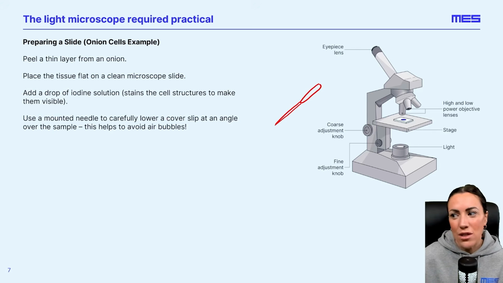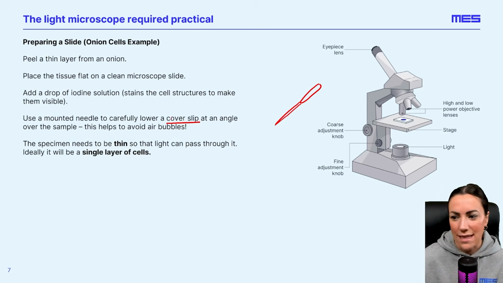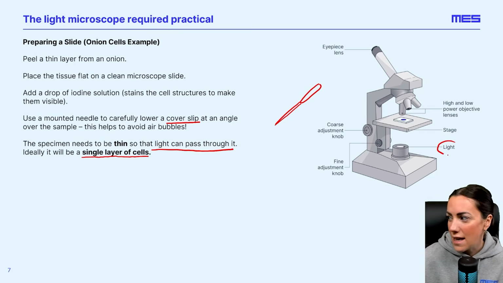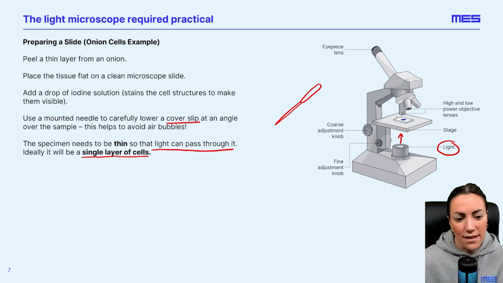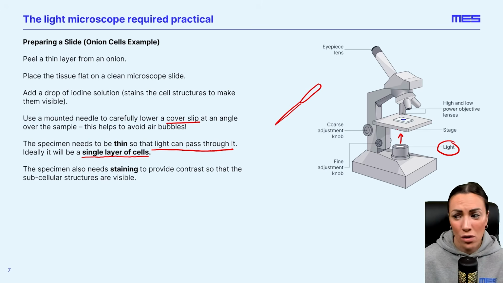You can use that mounted needle to carefully lower a cover slip over your sample, and we lower it slowly and at an angle to avoid any air bubbles that would make it quite difficult for you to see the cells. Now, key things to remember: the specimen needs to be thin. Ideally, we want it to be a single layer of cells, and this is so the light, which is shining down from here, can pass through the tissue so you can actually see the cells and any subcellular structures that may be visible.